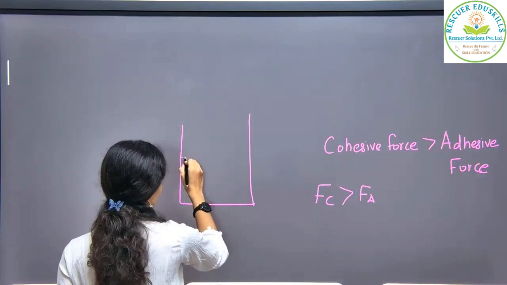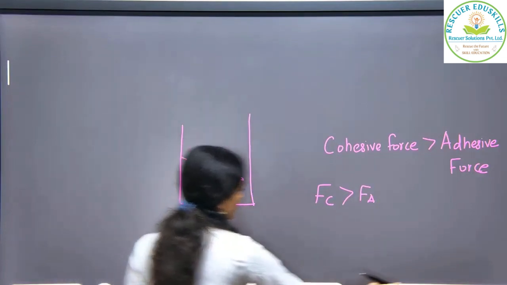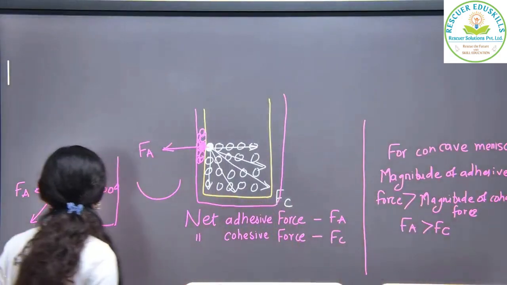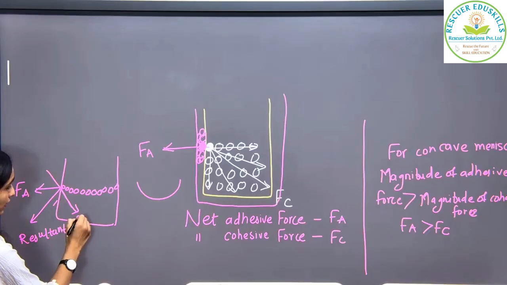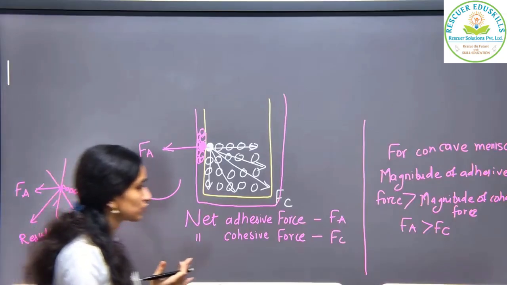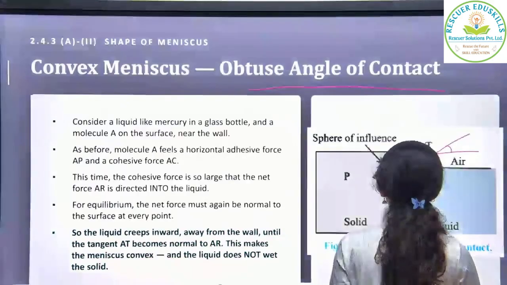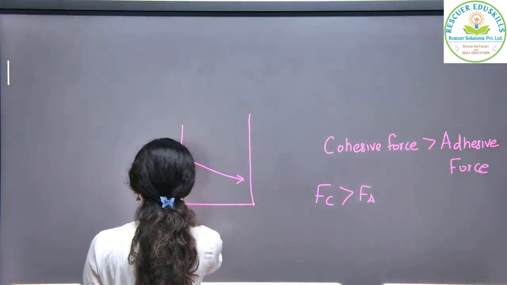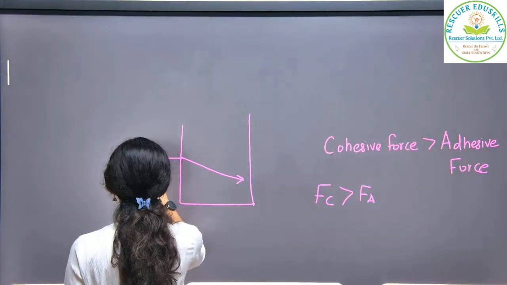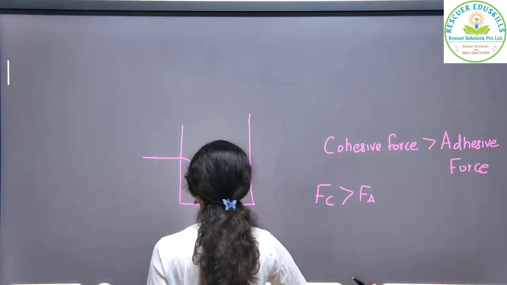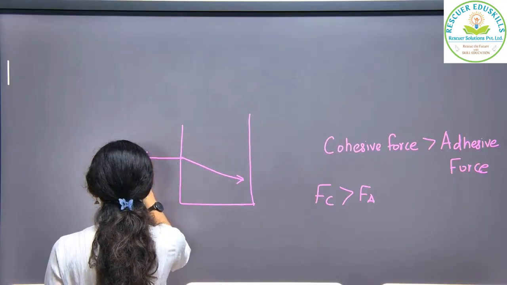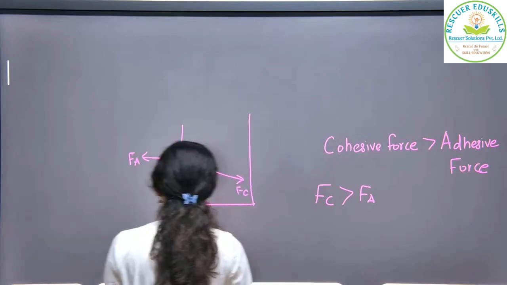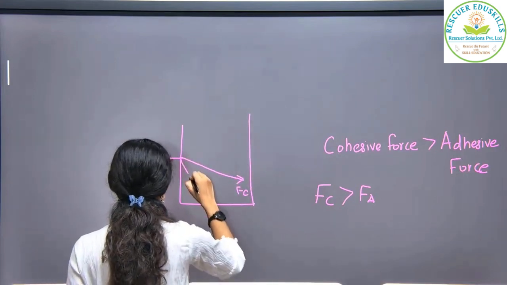Now this will be like this. Before, the cohesive force was less, so we drew it a bit inward. But now the magnitude of the cohesive force is more, so we draw it a bit outward. Then the adhesive force will be FA, and this is FC. Now the resultant will be somewhere here.